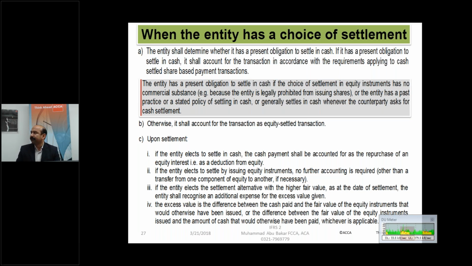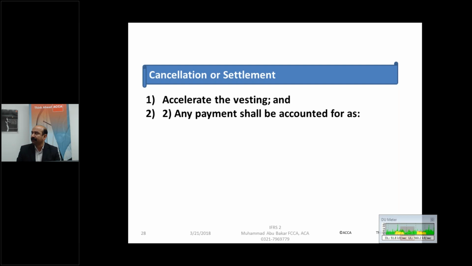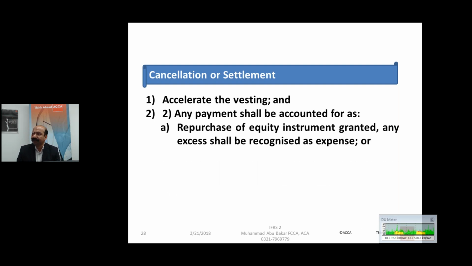Then is the cancellation or settlement. On cancellation or settlement, you will be accelerating the vesting, and any payment shall be accounted for as repurchase of equity instrument granted. Any excess shall be recognized as expense, or remeasure the liability at settlement date and account for extinguishment of the liability.